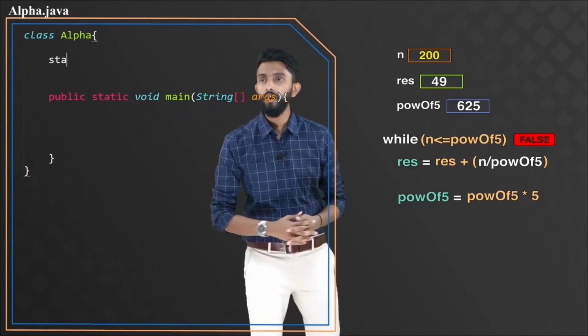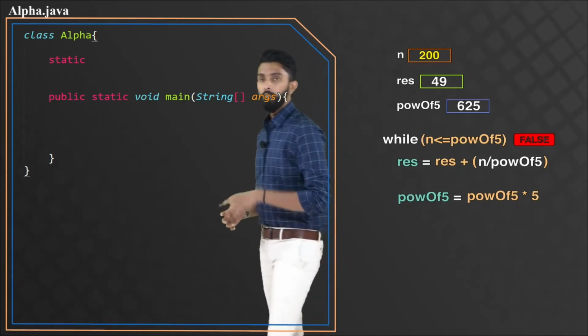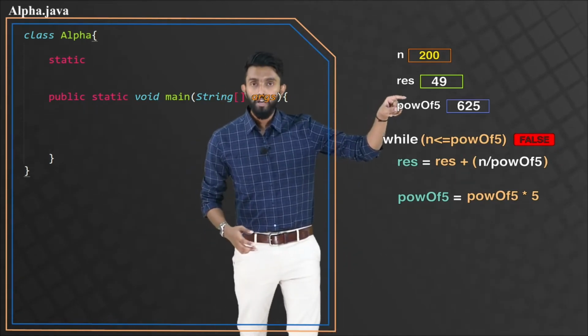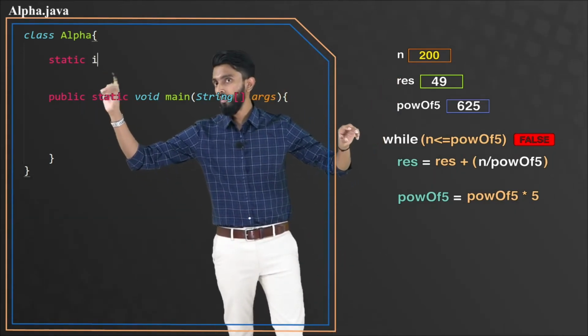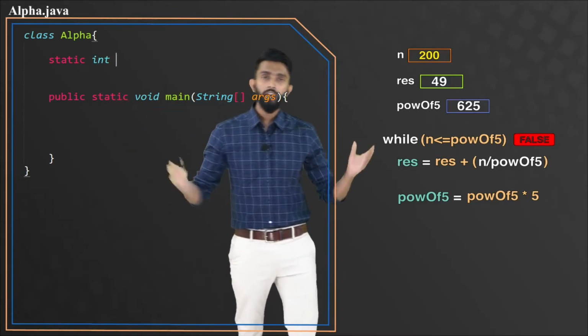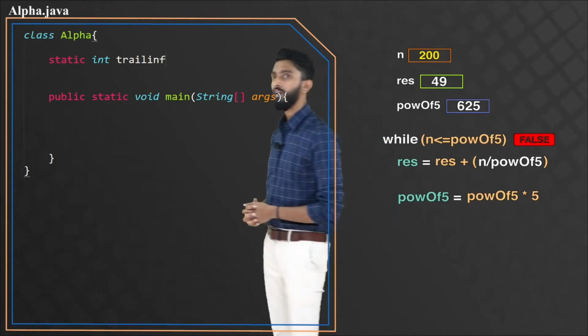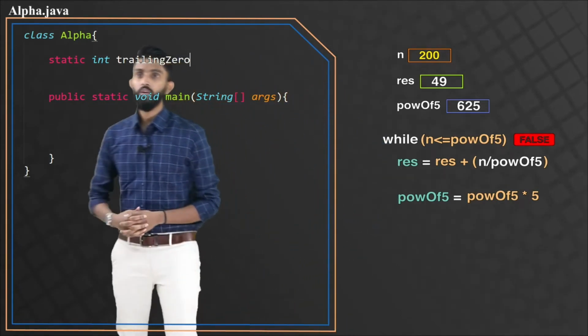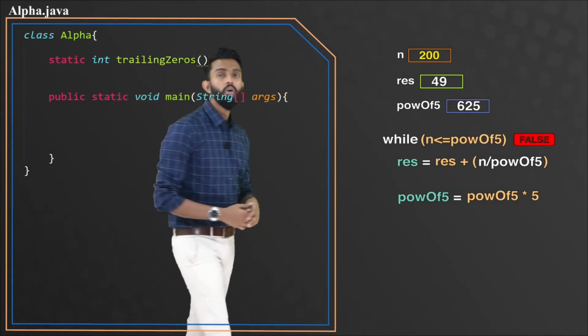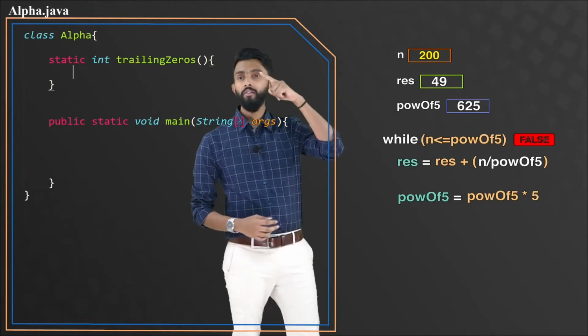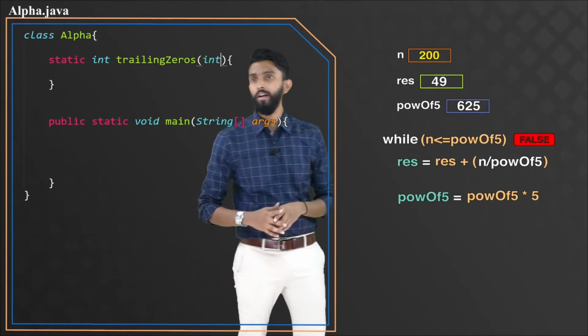So I'll tell static, and because I will be returning this result, which is an integer, I will tell this is a method which will return an integer, and the name of the method is trailing zeros. So I will use the conventions and write it trailingZeros. Wonderful. And it is going to accept this n, which is an integer. So I will tell int n like this.